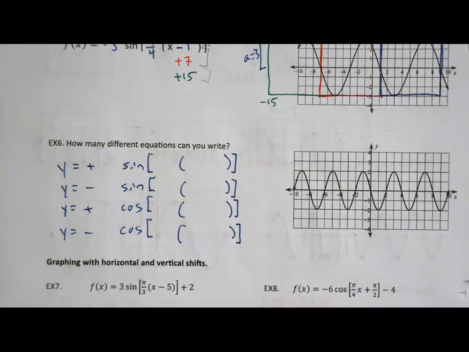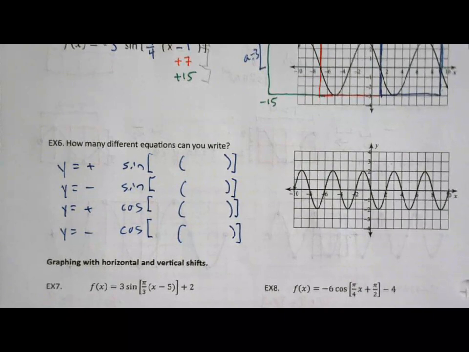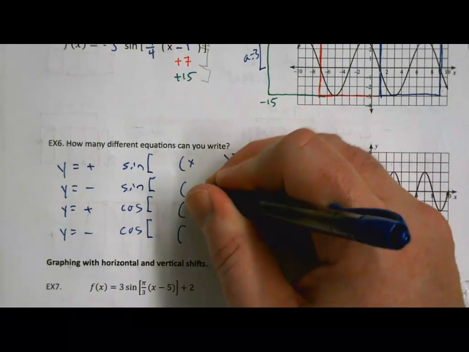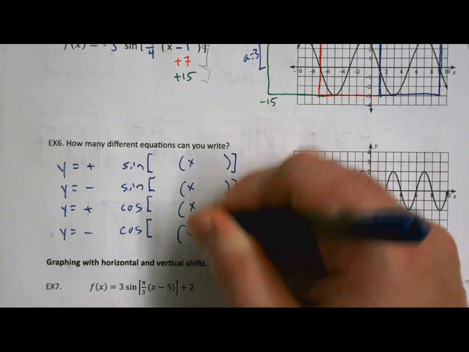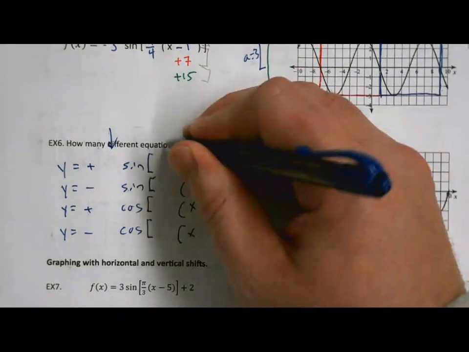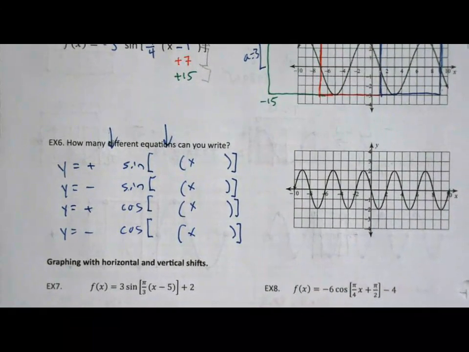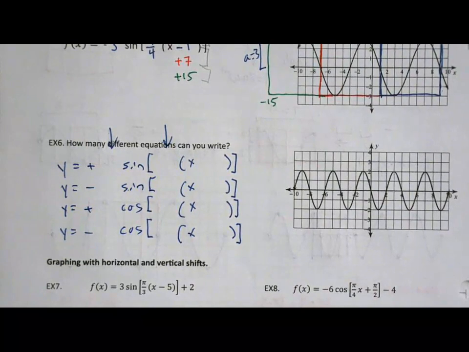Keep in mind that there are 2 of these 3 numbers that are going to be the same in all 4 of them. What's going to be the same in all 4? Amplitude is going to be the same, and the period, which means omega, is going to be the same. So once you figure out an amplitude and omega, you can go ahead and fill that in for all 4 of your equations. The only thing that's going to change will be your horizontal shifts. Give that a shot. We'll come back together here in a couple of minutes and move on together.